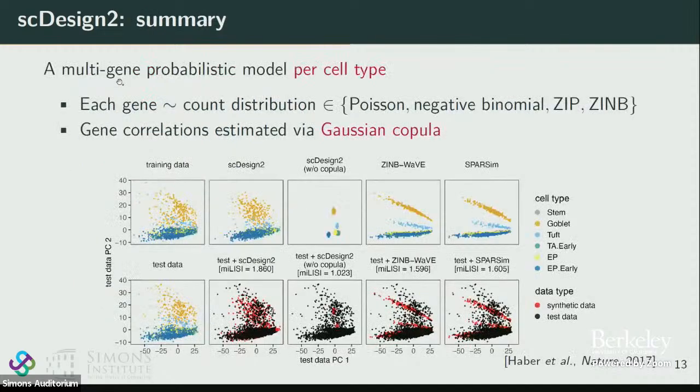So this is what we can see, right? This is data used for model fitting. This is the data reserved for validation. This is the synthetic data.